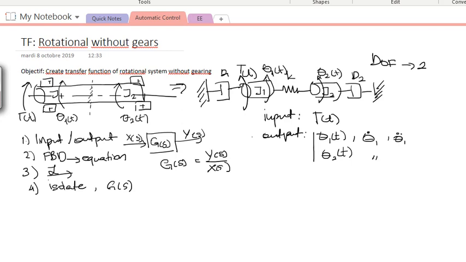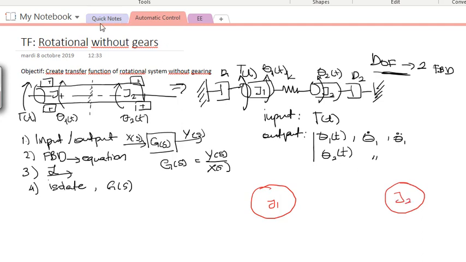So we do the FBD. How do we do the FBD? How many FBDs would we have? We know that we have 2 degrees of freedom, so there will be two outputs and 2 FBDs as well. So the FBD is done on the mass. Let's say I'll take another color. Let's say we do the first one for J1, and then the second one will be an FBD on J2.